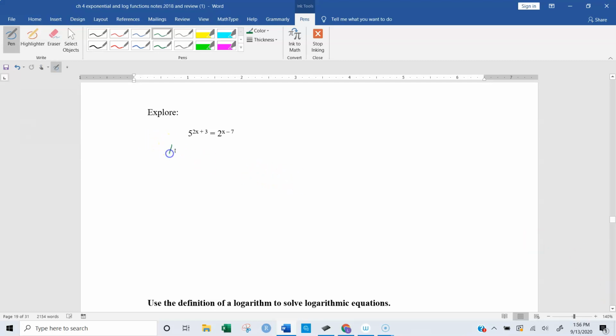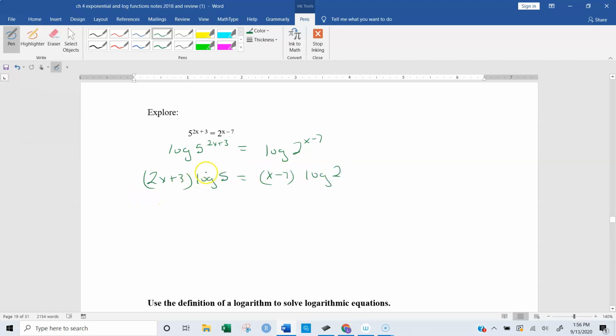I'm going to take the log of both sides, just so you understand we can do both of them. If you use natural log, you will do the exact same steps, just that yours will say natural log instead of log. We're going to bring down the exponent, so (2x plus 3) times the log of 5 equals (x minus 7) times the log of 2.